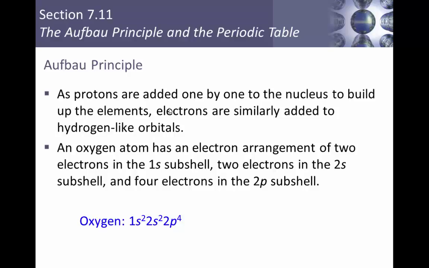Now remember, an orbital can only hold 2 electrons, and each of these electrons has an opposite spin. This is the Pauli exclusion principle, or the Pauli principle for short.